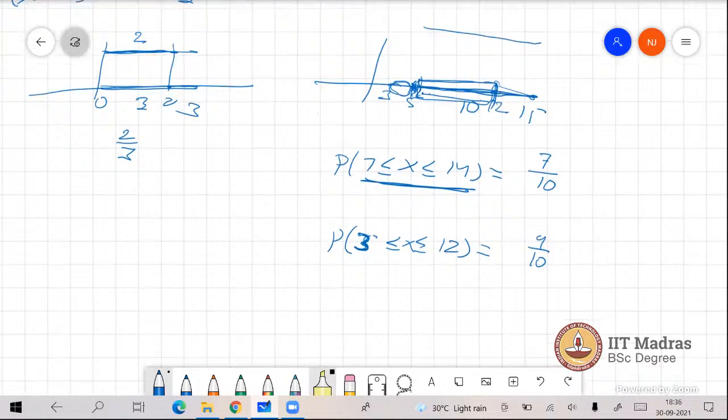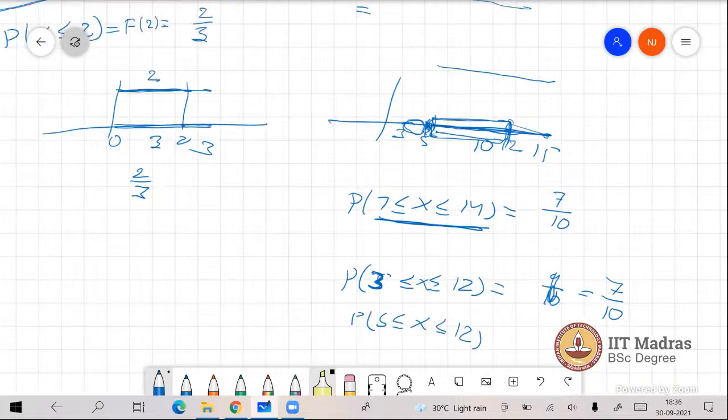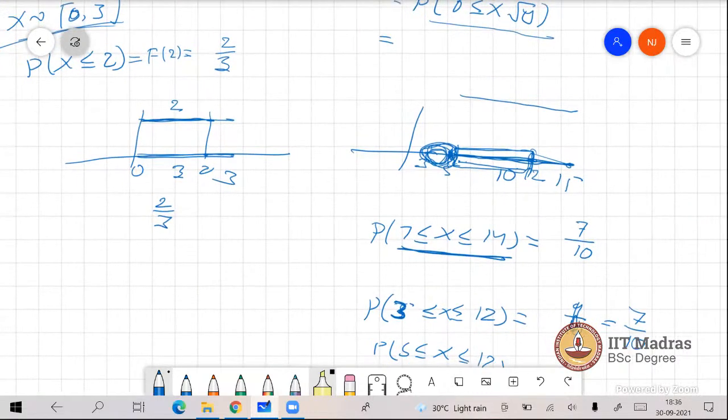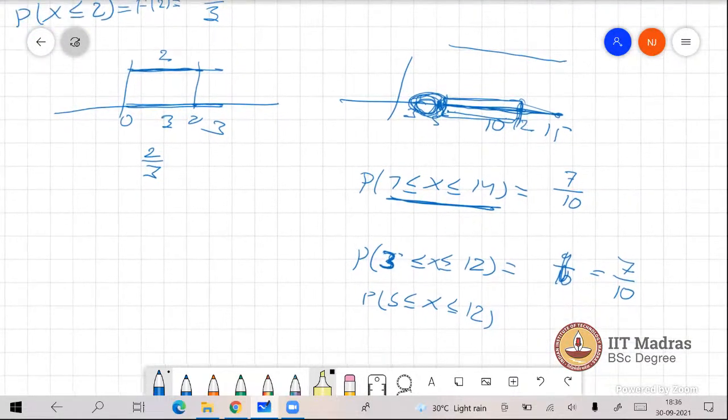7, sir. 7 by 10. So this is 7 by 10 because it is asking from 3x to 12. So it is the same as 5 to 12, because here it is 0. Sir, when we see numbers, we are comfortable. What happens is when we calculate for y, when we convert x to y, right?